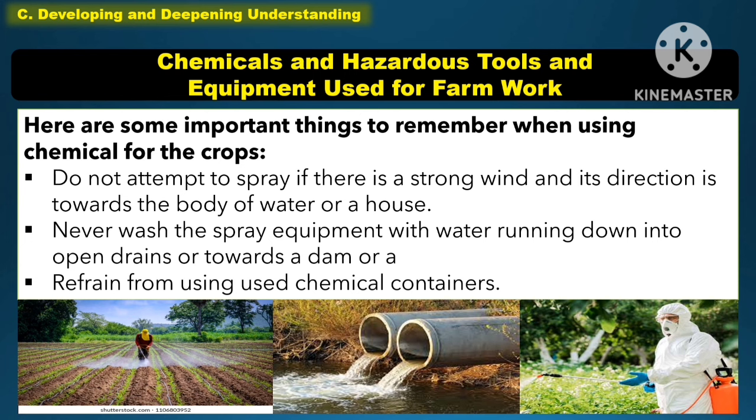Here are some important things to remember when using chemicals for the crops. Do not attempt to spray if there is a strong wind and its direction is towards the body of water or a house. And then, never wash the spray equipment with water running down into the open drains or towards a dam, or refrain from use of chemical containers.